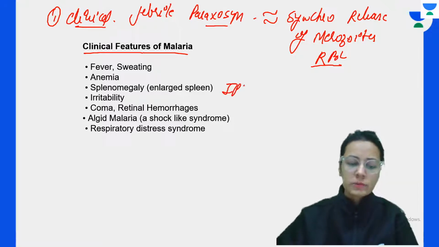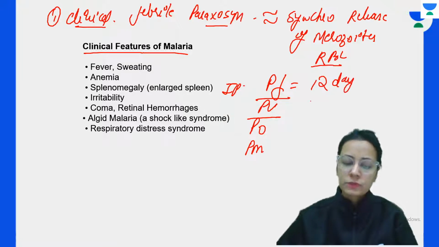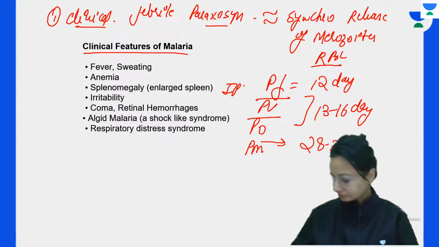What is the incubation period for Plasmodium falciparum, vivax, ovale, and for malariae? For falciparum, it is the shortest, that is 12 days, followed by 13 to 16 days, and for malariae, it is longest, that is 28 to 30 days.